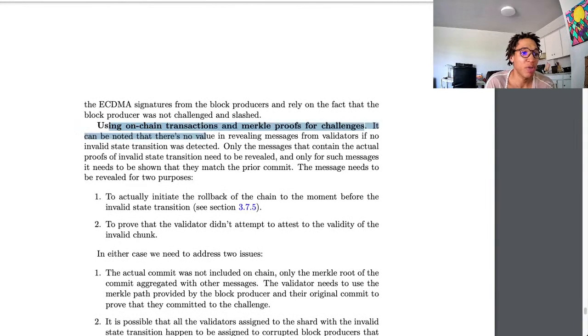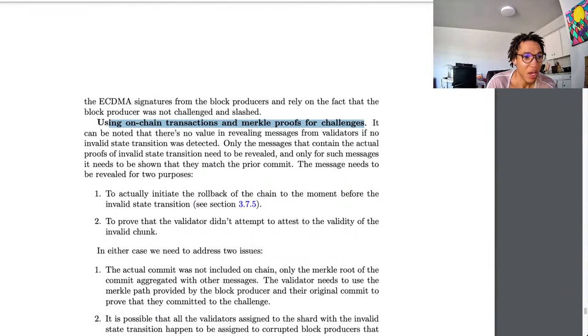Okay, using on-chain transactions and Merkle proofs for challenges. It can be noted that there's no value in revealing messages from validators if no invalid state transition was detected. Only the messages that contain the actual proofs of invalid state transitions need to be revealed. That makes sense.